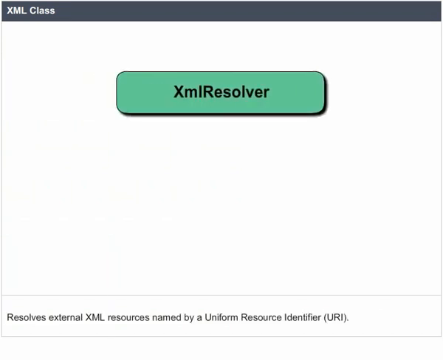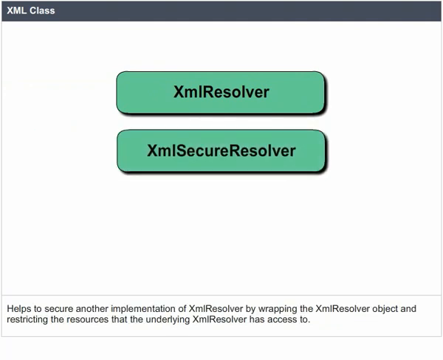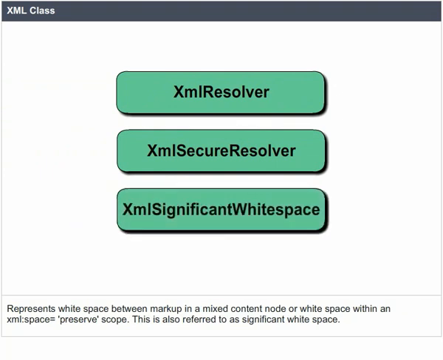XmlResolver resolves external XML resources named by a Uniform Resource Identifier, URI. XmlSecureResolver helps to secure another implementation of XmlResolver by wrapping the XmlResolver object and restricting the resources that the underlying XmlResolver has access to. XmlSignificantWhitespace represents white space between markup in a mixed content node or white space within an xml:space equals preserve scope. This is also referred to as significant white space.